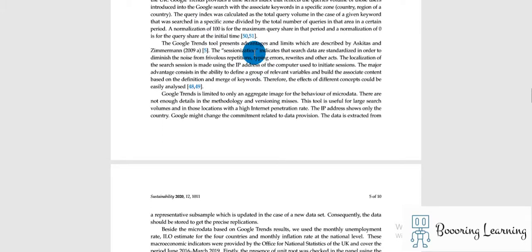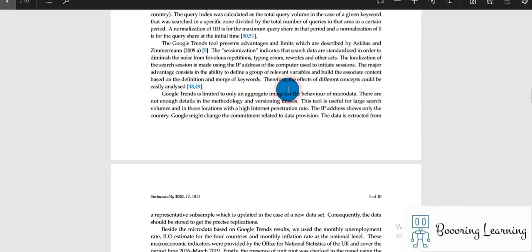The Google Trends tool presents advantages and limits which are described by Askitas and Zimmermann, not sure how to pronounce. The sessionization indicates that search data are standardized in order to diminish the noise from frivolous repetitions, typing errors, rewrites, and other acts. So I think also repeated searches are eliminated, to my knowledge. The localization of the search session is made by using the IP address from the computer used to initiate sessions.